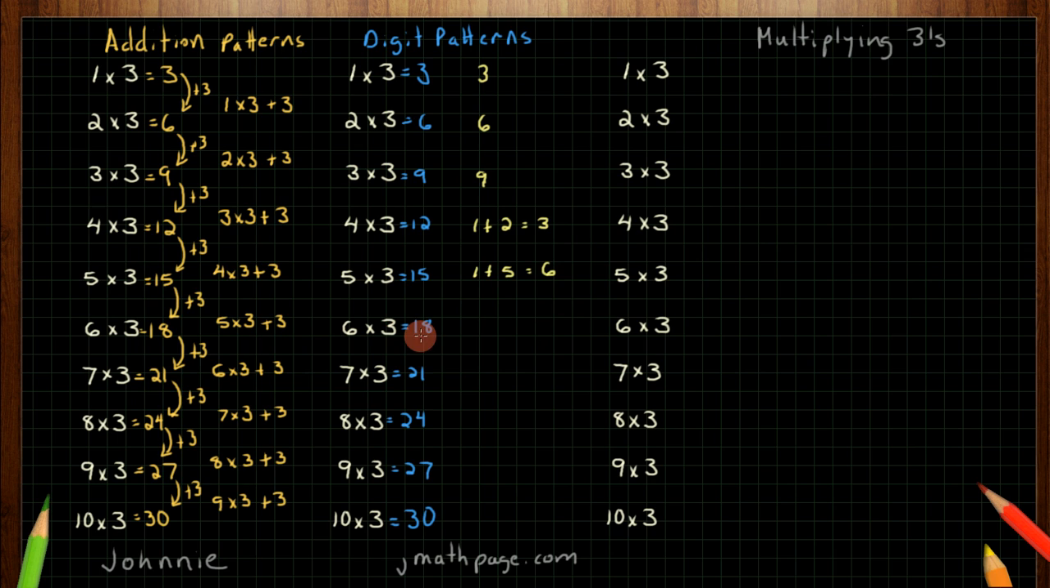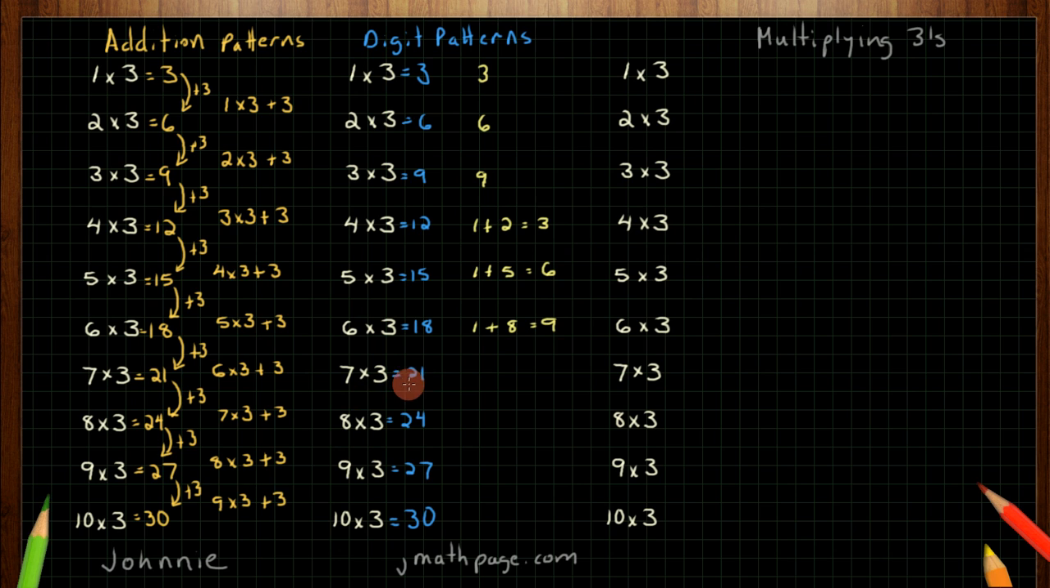6 times 3 equals 18. The digits are 1 and 8. 1 and 8. And we'll add them together. 1 plus 8 equals 9. All right, I bet you see what's going on now.